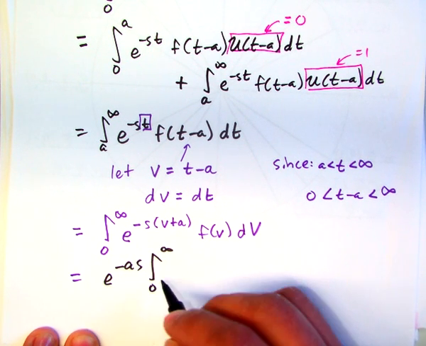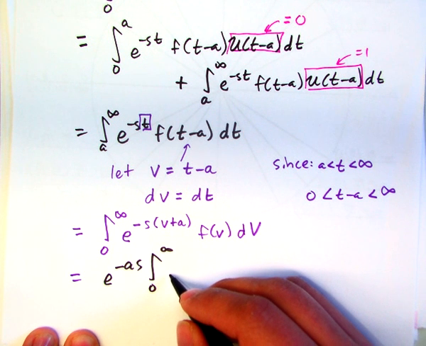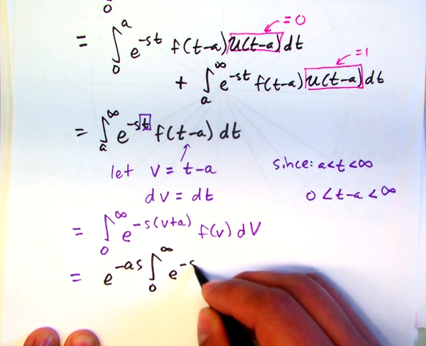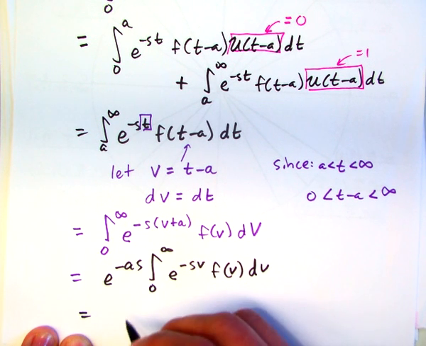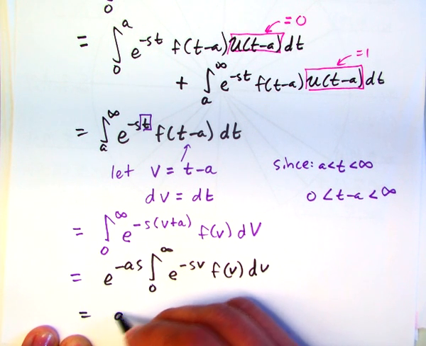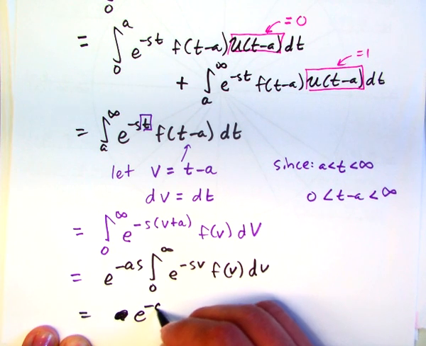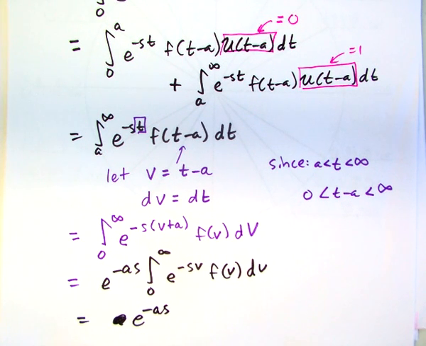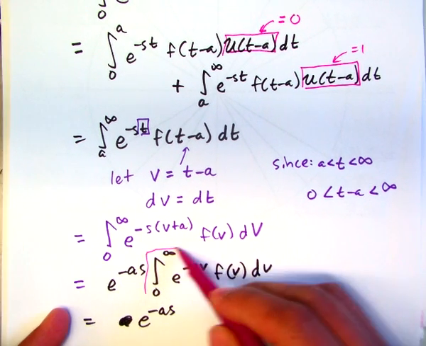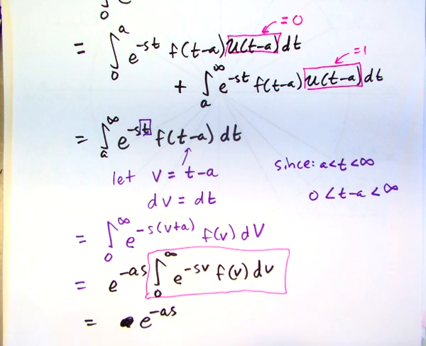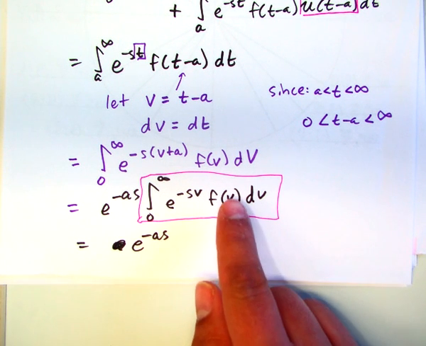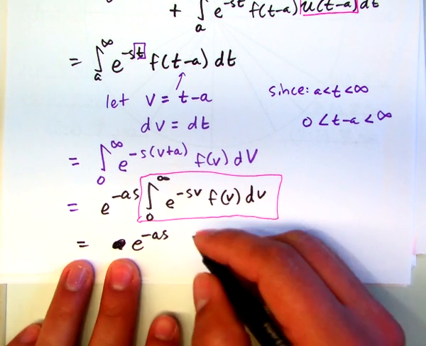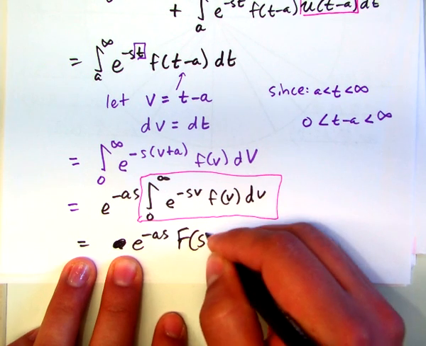So we have e to the minus as times the integral from 0 to infinity of e to the minus sv f of v dv. And now, what does this look like? It's the definition of the transform. Instead of t, we have v, but that's not a big deal. In the end, we're still going to get a transform in terms of s. And there it is.